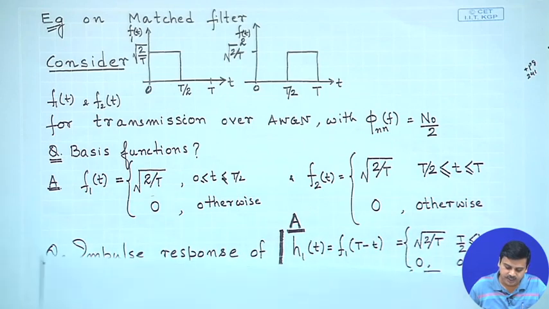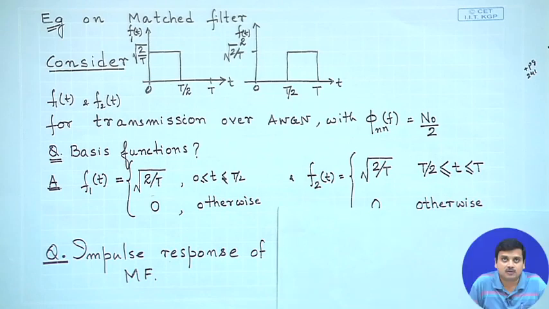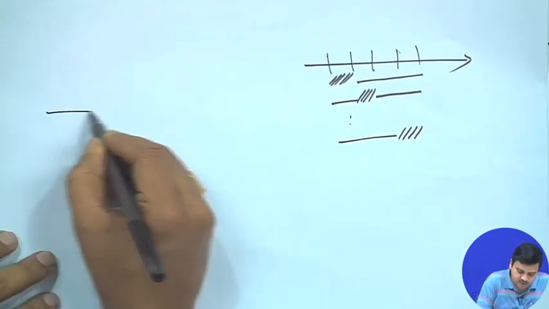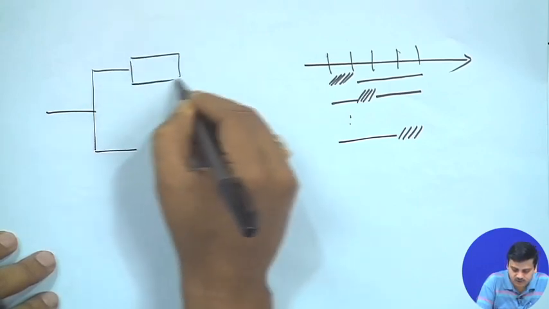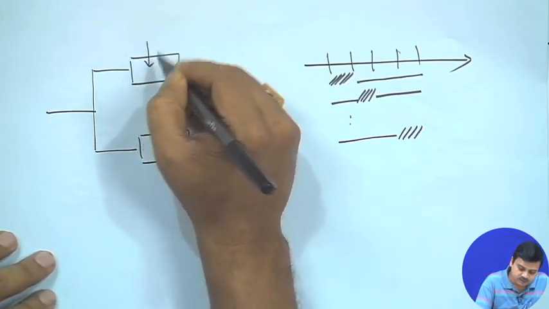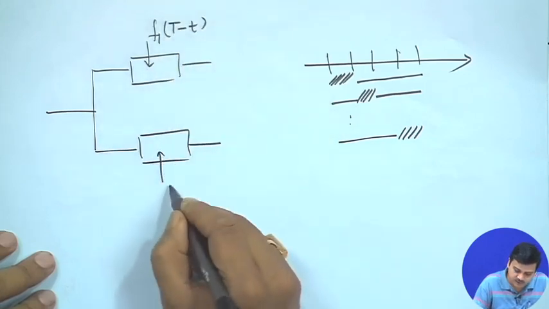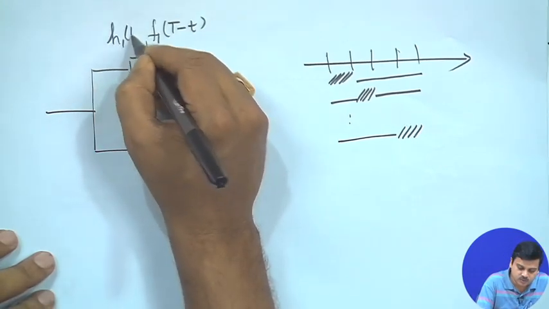So, this is mathematically represented, and then we would ask what is the impulse response of the matched filter. The impulse response of the matched filter would be very interesting here. We have to get back to the matched filter structure. If there is a receiver, there are two basis functions, so we should have two filters, and this clarifies some of our doubt that this one should have impulse response F1 of T minus t, and this should have the impulse response F2 of T minus t. So, this is h1 of t.